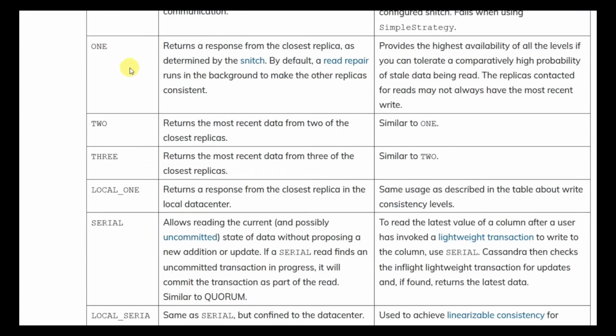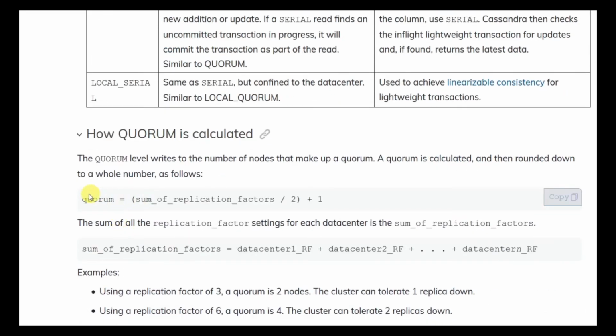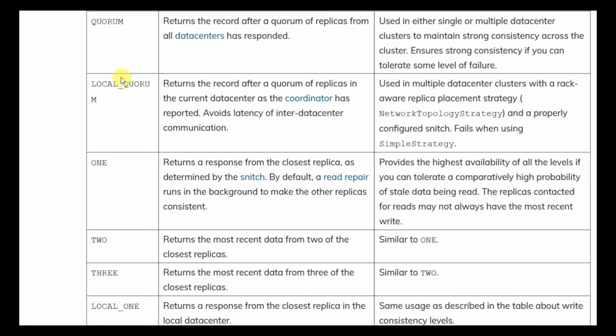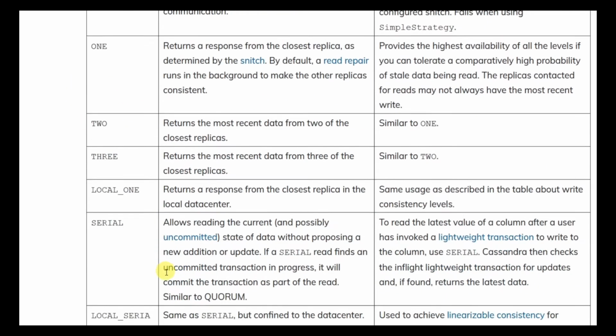And to understand what quorum is, you can check out this formula over here. So quorum is the sum of replication factors: the total replication factor divided by 2, plus 1. So half of the nodes should acknowledge saying that the write has been done properly. In that case only, we are going to allow this transaction to happen. So this is what a quorum is, and local quorum is only applicable to that same data center, right?